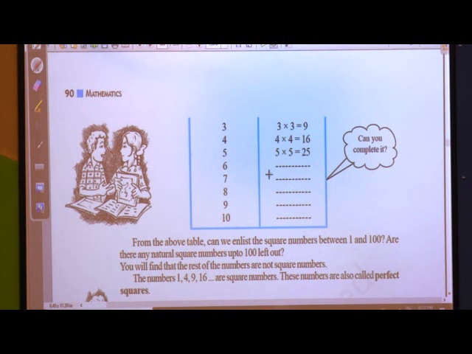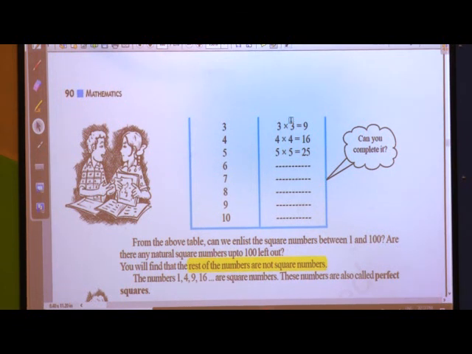Proceeding further, from the above table, we can list the square numbers between 1 and 100. Are there any natural square numbers up to 100 left out? No. You will find that the rest of the numbers are not square numbers, because nothing is left out. So, only these many are the square numbers.